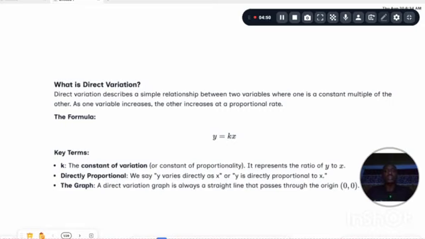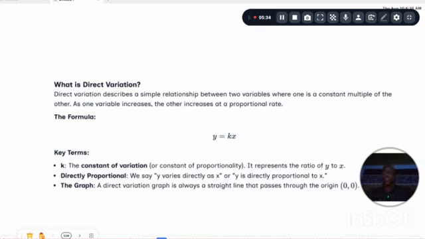Anywhere we see letter K, as far as variation is concerned, especially direct variation, K represents the constant. So which means we can't have any other variable as letter K. K remains the constant of the variation. Directly proportional, varies directly, or directly varies are just synonyms. Also, on the graph, a direct variation graph is always a straight line. That is, it passes through the origin.